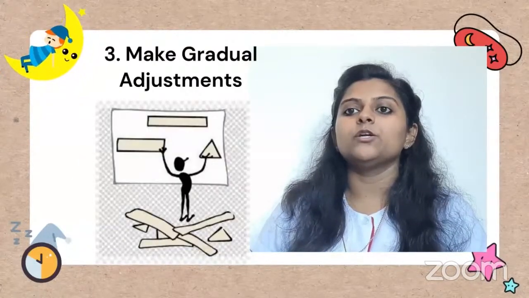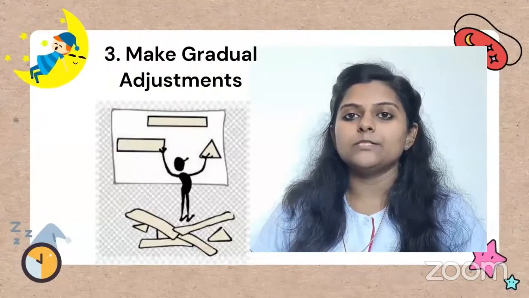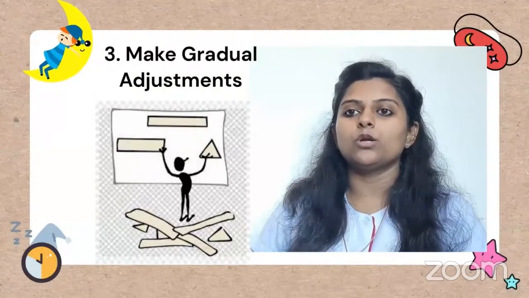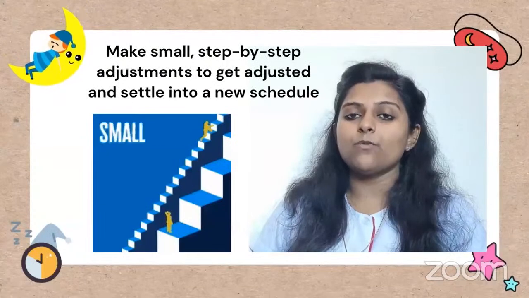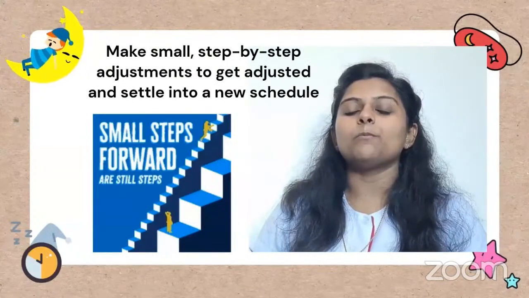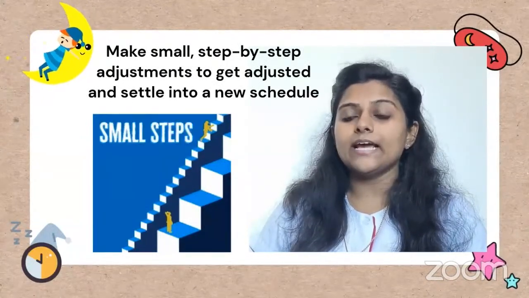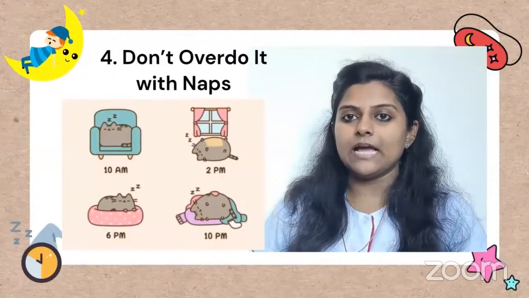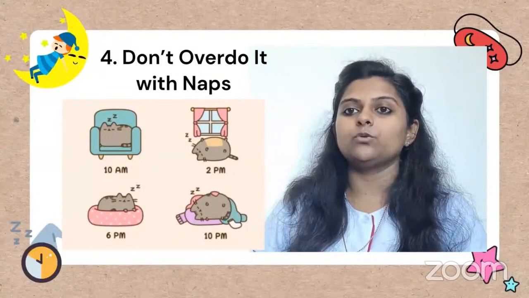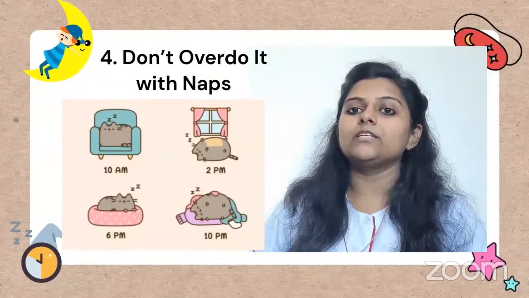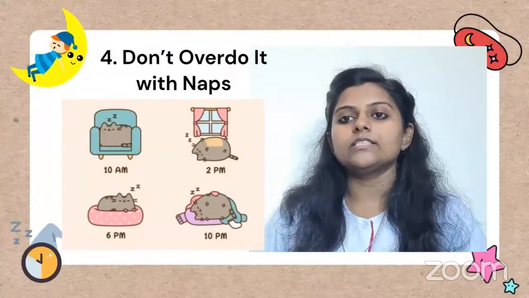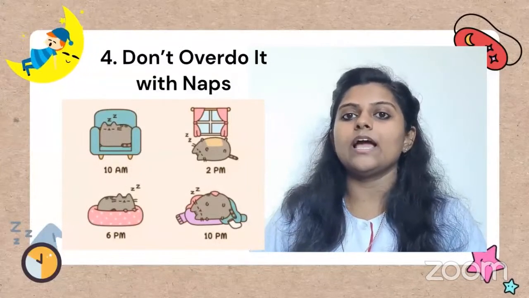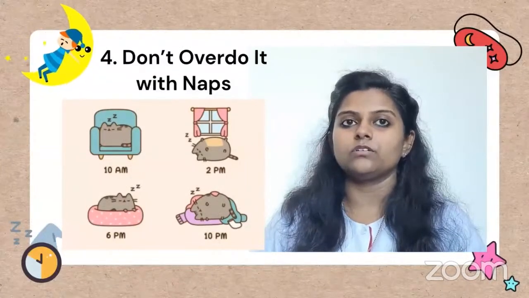So make gradual adjustments. If you want to shift your sleep times, don't try to do it all in one fell swoop because that can throw your schedule out of whack. Instead, make small step-by-step adjustments of up to an hour or two so that you can settle into a new schedule. Don't overdo it with naps. Naps can be a handy way to regain energy during the day, but they can throw off sleep at night. To avoid this, try to keep naps relatively short and limited to the early afternoon.